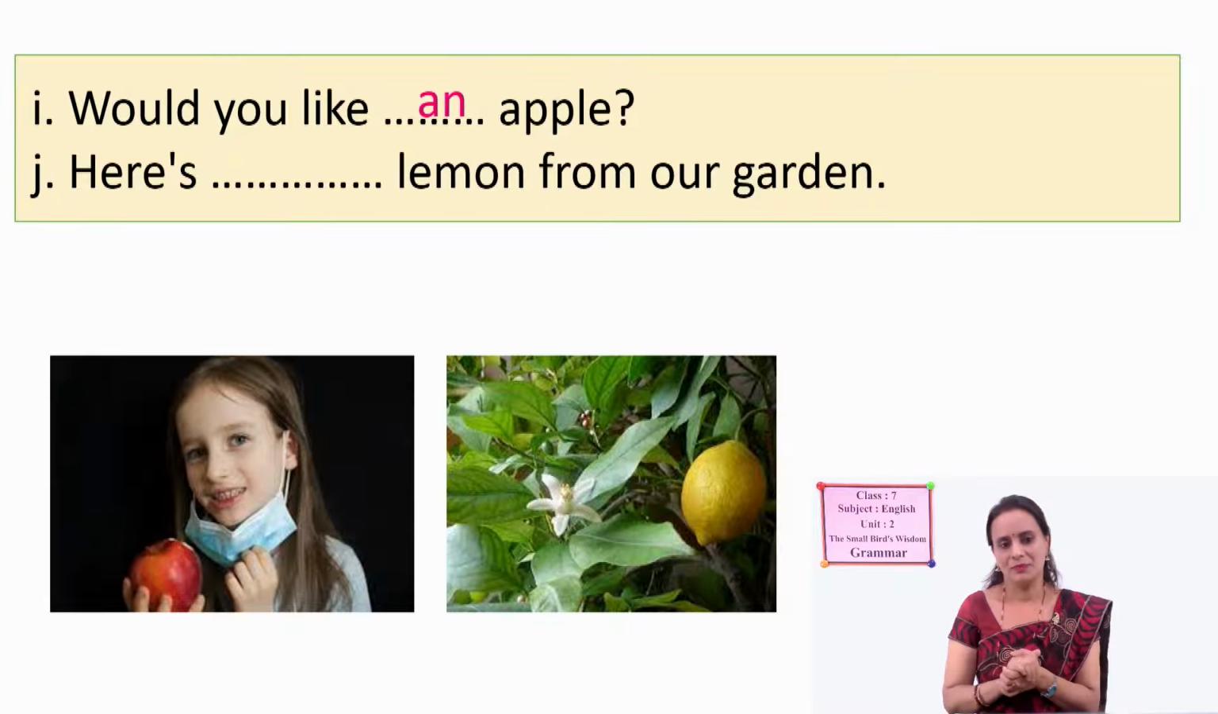Now, number J. Here is blank lemon from our garden. You can see just 1 lemon there, isn't it? There is no lemons there, isn't it? You can see there in the sentence also. So, here is, the sound is what? Consonant. So, a lemon from our garden. Okay.